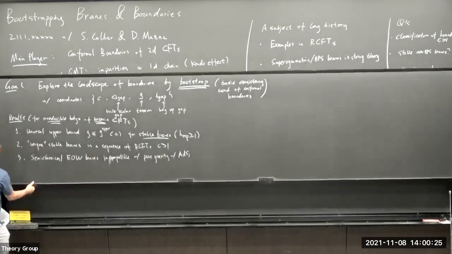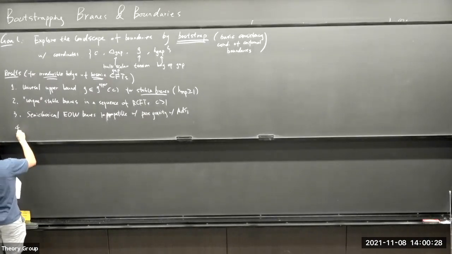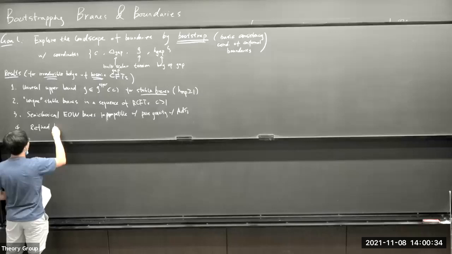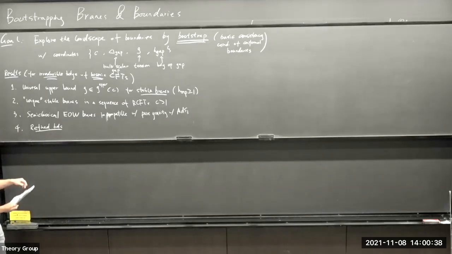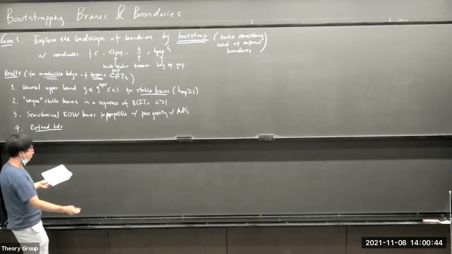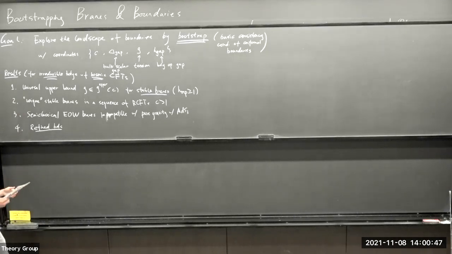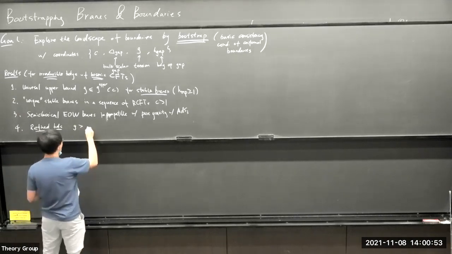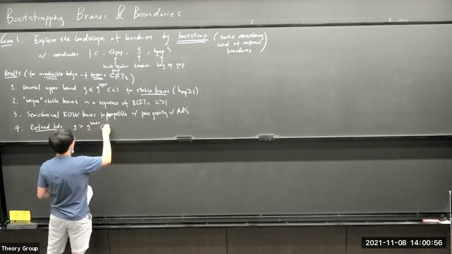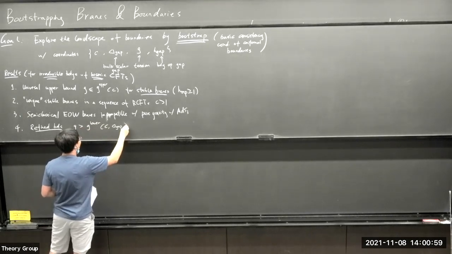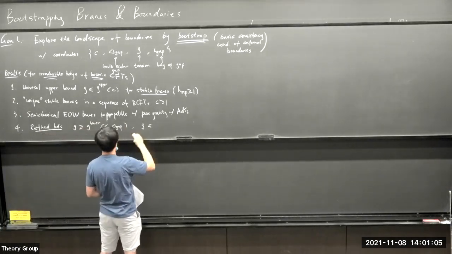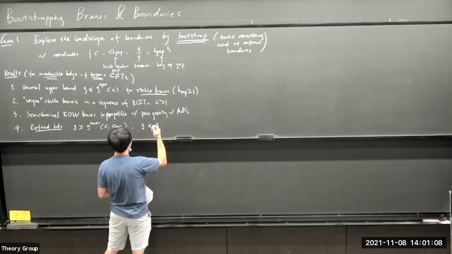And finally, we'll also find refined bounds. So far the bounds are kind of universal, apart from these two cases. The bound presented in the first bullet point is universal, but you can get refined bounds once you put in more information, like the spectrum in the bulk. For example, we'll find a refined lower bound on the tension once we put in the information about the bulk gap, okay. And also a stronger upper bound if we put in the information about the boundary gap.